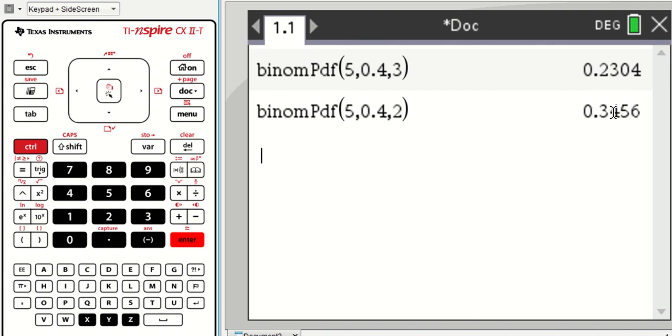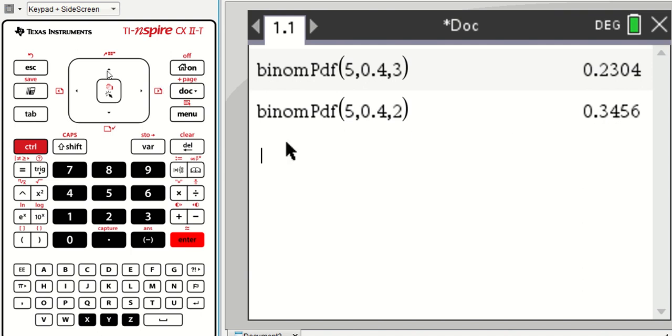There's about a 23% chance of having it 3 out of 5 times with 40% success. That goes up to almost 35%, or about 34.5, for 2, which makes sense because 40% of 5 is 2. So that's the most expected outcome. It won't happen all the time, but it does happen most often.